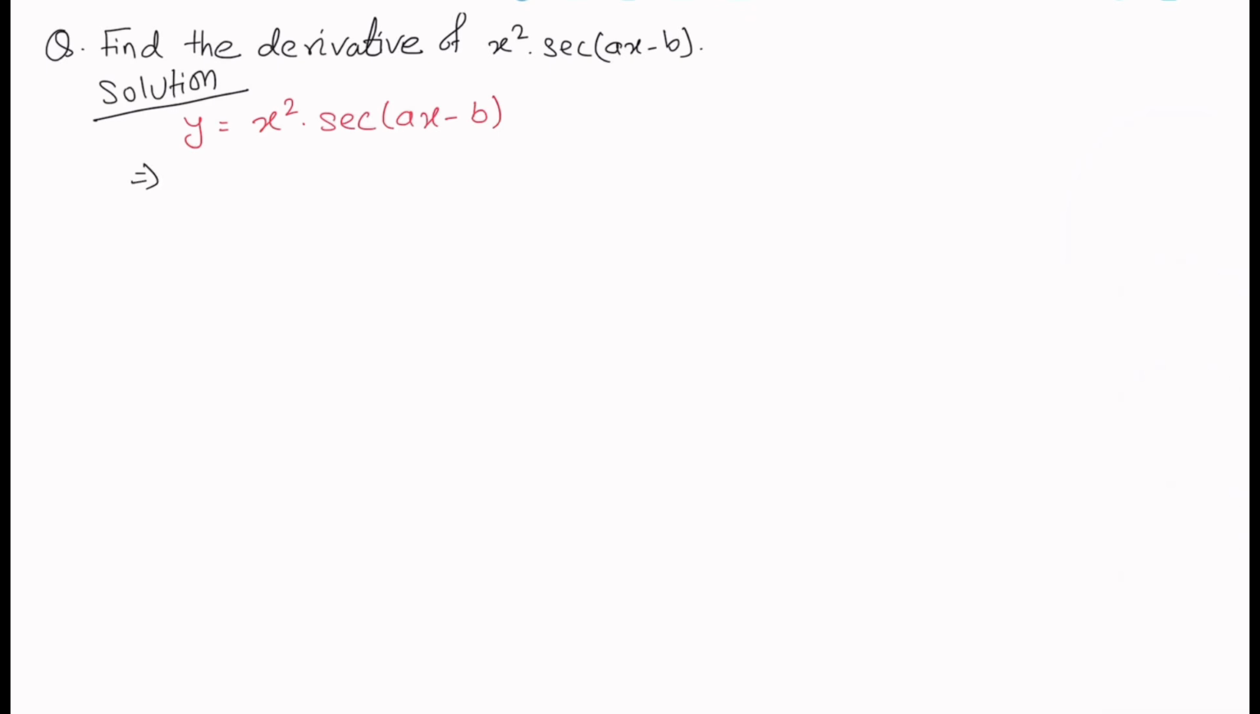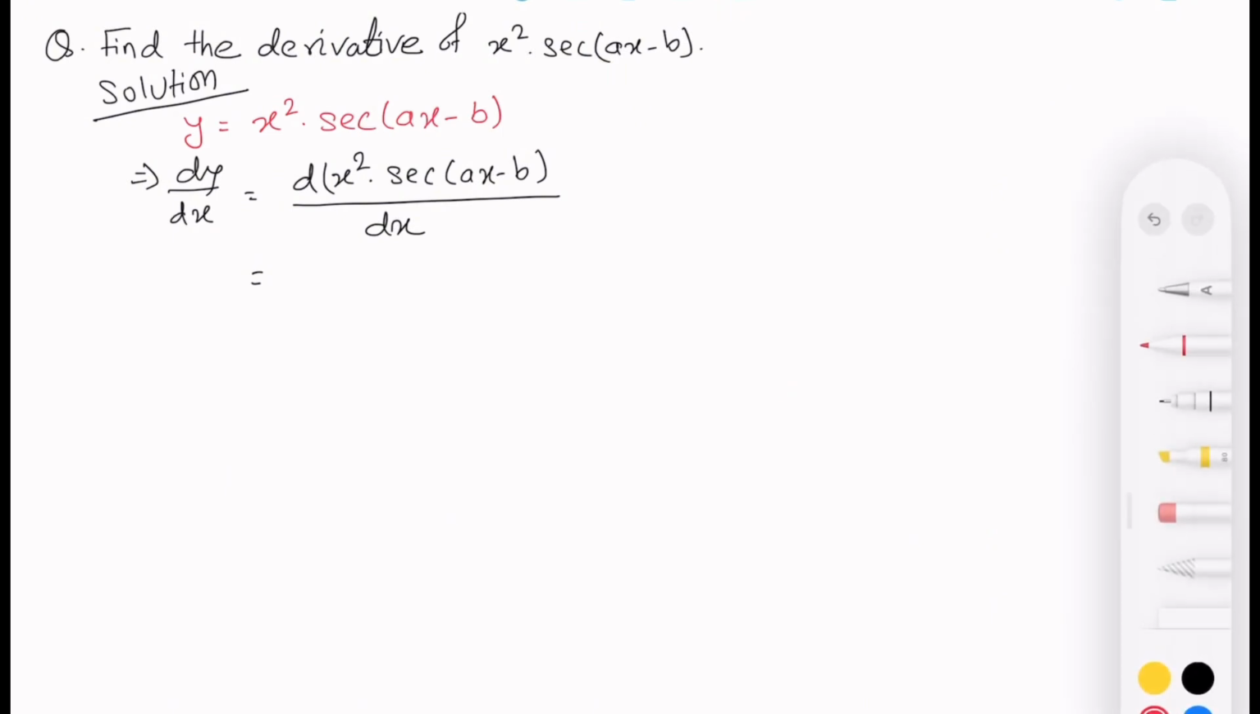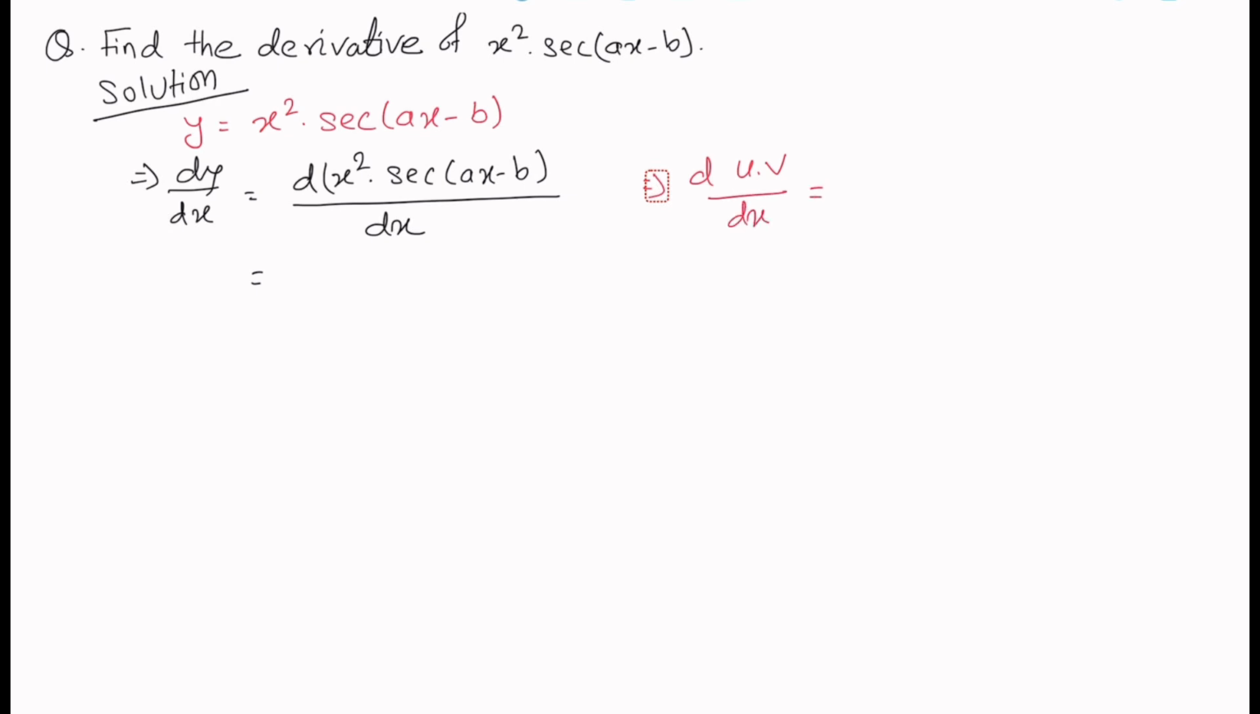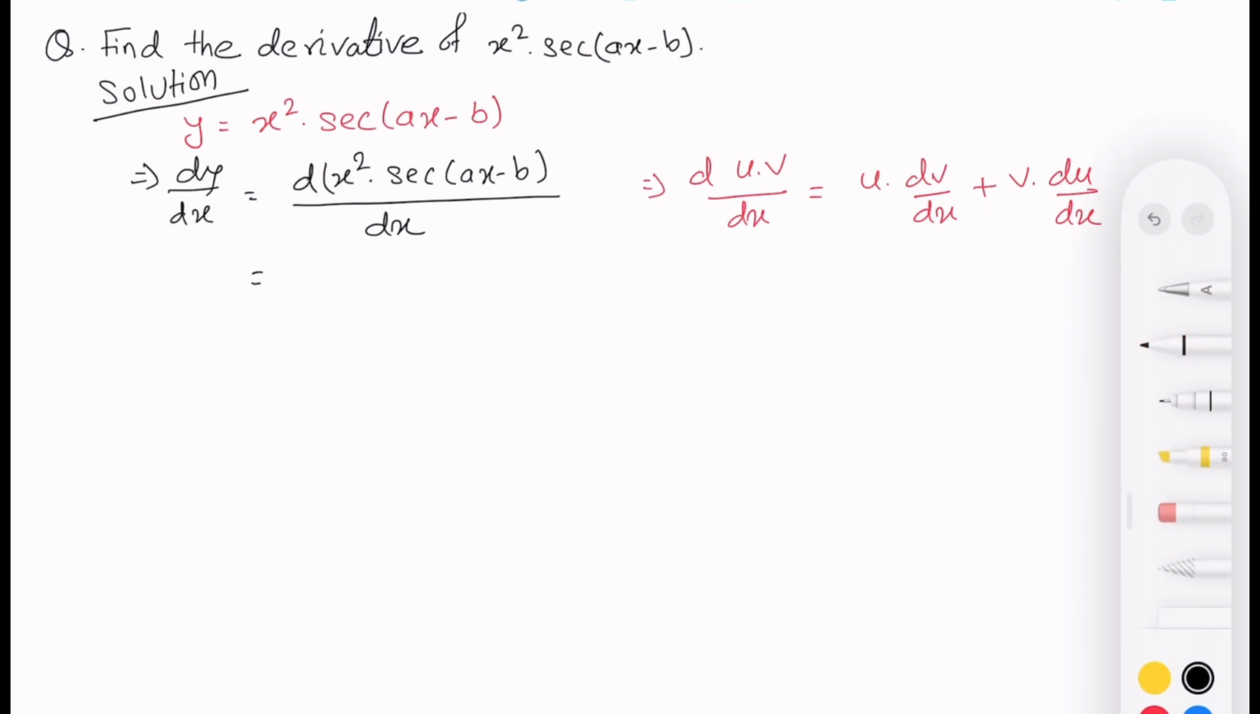As we are finding the derivative, we will write here dy upon dx equals derivative of x square times sec(ax minus b) divided by dx. In place of y we put the given numerical problem. Next, as you can see, this is in the form of u times v. This is in the form of derivative of u times v upon dx, and I hope you remember the formula, that is derivative of u times v upon dx is u times dv upon dx plus v times du upon dx. So we will use this formula here.